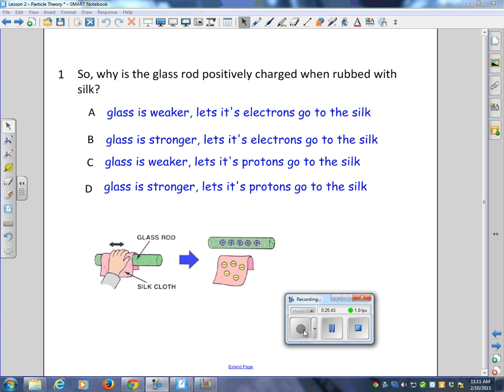Is it A, the glass is weaker, it lets electrons go to the silk? Is it B, the glass is stronger, it lets its electrons go to the silk? Is it because the glass is weaker, it lets its protons go to the silk? Or is it because the glass is stronger and lets its protons go to the silk? Which one of those four? You're going to have to think.